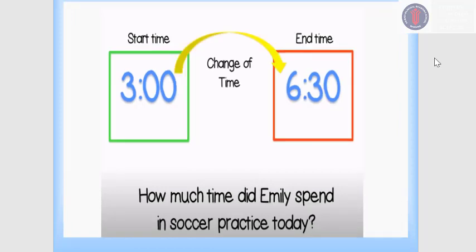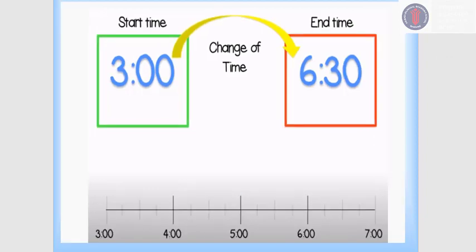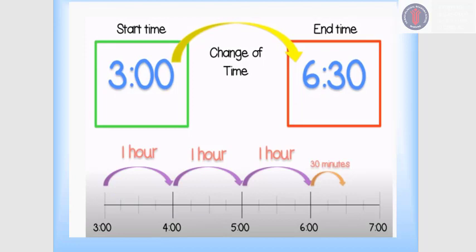We can do this by using a number line. If we place 1 hour intervals on the number line, this is the number line. Then we can start at 3 o'clock and jump to 4, jump to 5, jump to 6, and then jump 30 minutes.